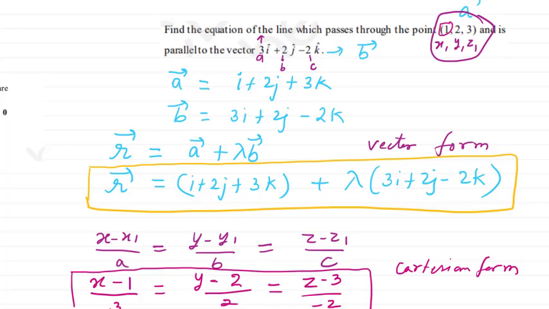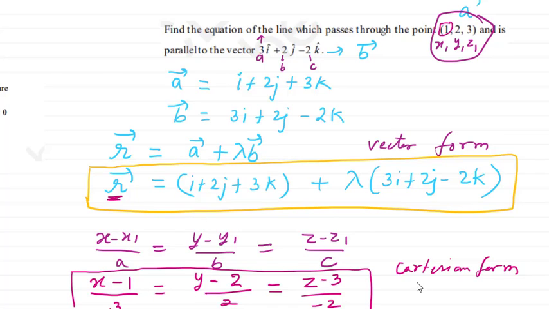And if you get the vector form, you can simply convert vector to Cartesian. So you just have to see, here we have the r. So r will give you only xi plus yj plus zk. So (x minus 1) divided by 3, then (y minus 2) divided by 2, (z minus 3) divided by minus 2 will give you the same equation. So like this you can get it in the exam as well.